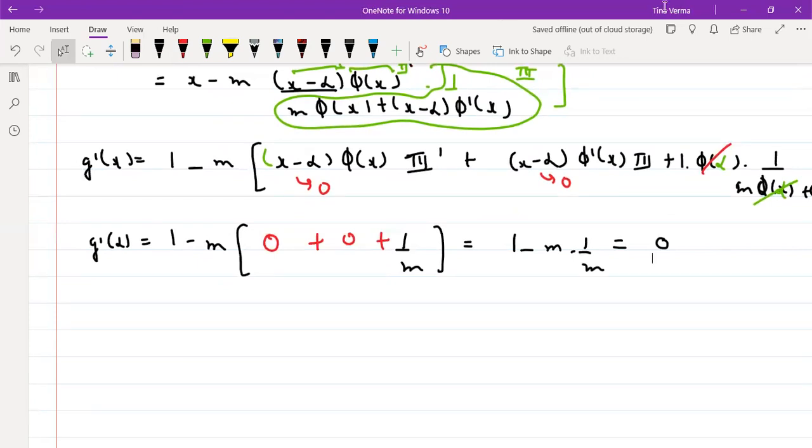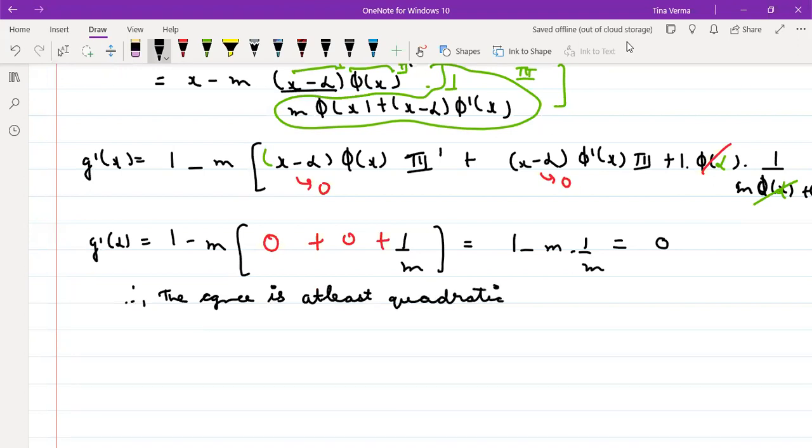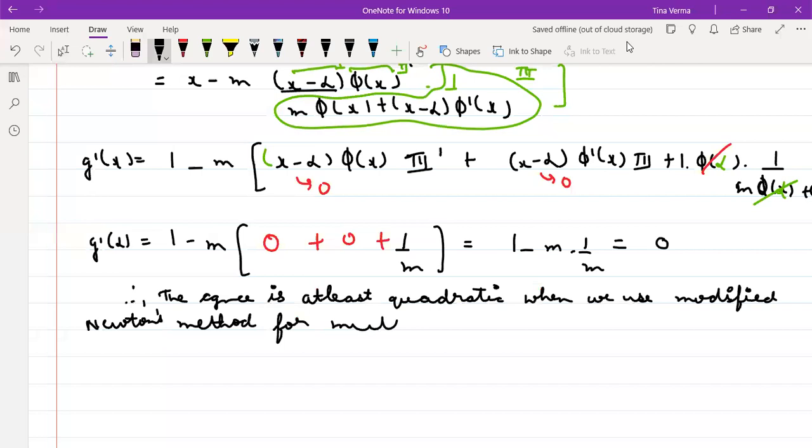So if you want to check, you can go for the second derivative. Therefore, the convergence is at least quadratic when we use the modified Newton's method for multiple roots. For your multiple roots, right? So you can check for your double derivative, you can check g double dash x.